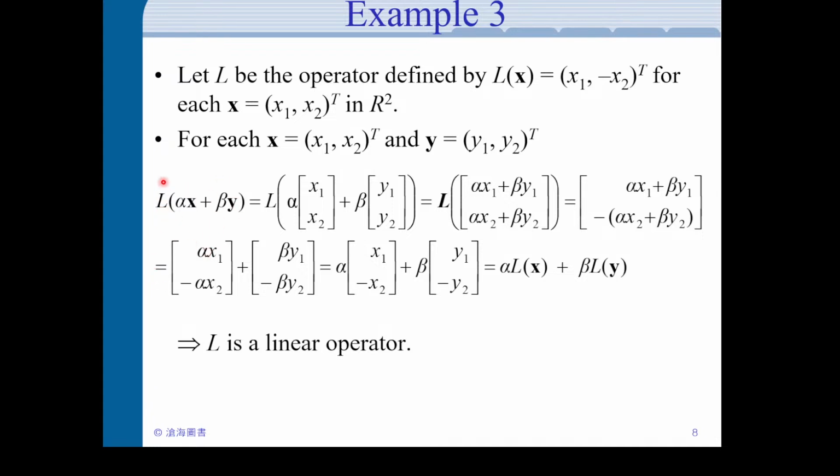Once again, you check L on alpha x plus beta y, and you get a minus sign here, but putting a minus sign is linear. So you see this is also equal to alpha L of x plus beta L of y. You can go from here with x and y, do this calculation, get this thing, and you can also go the other way around and you get the same thing. Okay, so alpha x1 plus beta y1, and minus alpha x2 plus beta y2. So L is once again a linear operator.